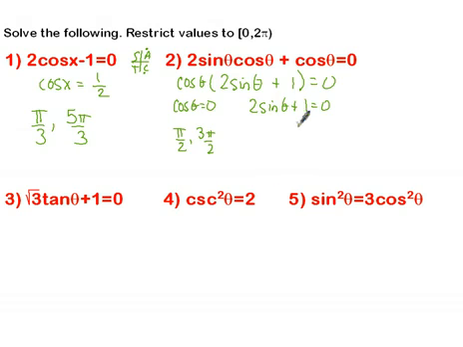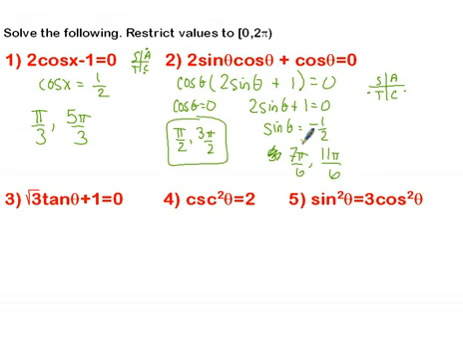This is going to take a little more work. We're going to subtract 1 and then divide by 2. So we're going to have sine of theta is equal to negative 1/2. Alright, and where is my sine value negative 1/2? Sine is negative in the third and fourth quadrants, and it's a 1/2 right here and right here. So that's at 7 pi over 6, sorry, and 11 pi over 6. Alright, so we actually have 4 solutions here.